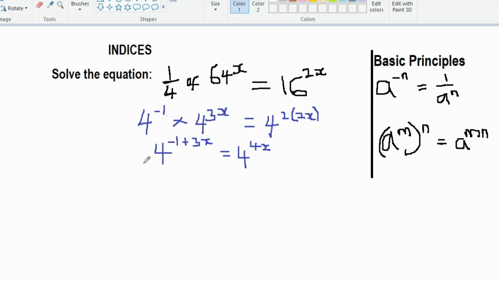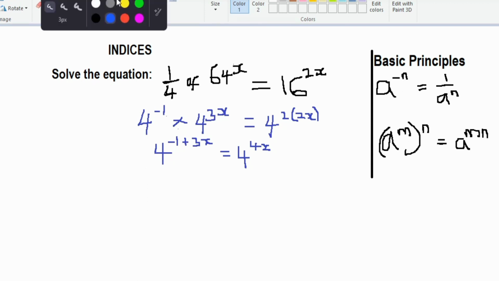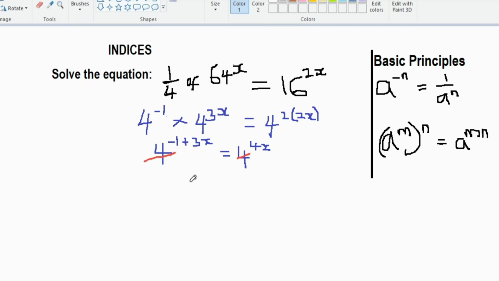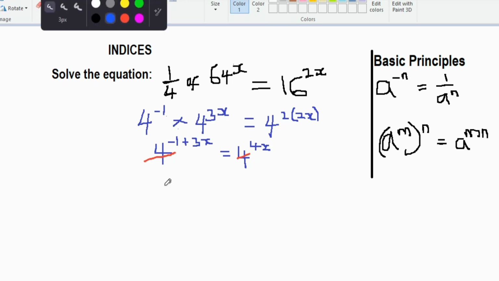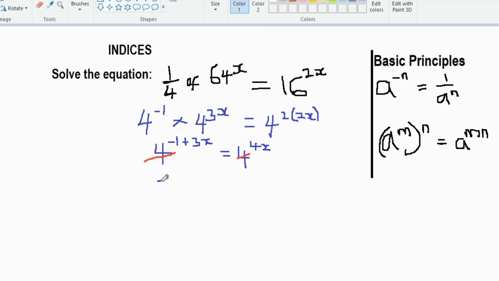Right, so based on the law of indices, we can actually cross out this. So this has eliminated this. What is left here now is 3x minus 1. We have minus 1 plus 3x, which is the same thing as 3x minus 1 equals 4x.